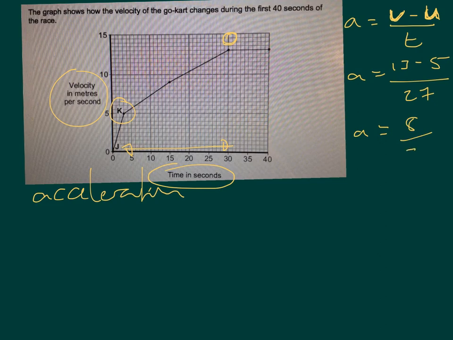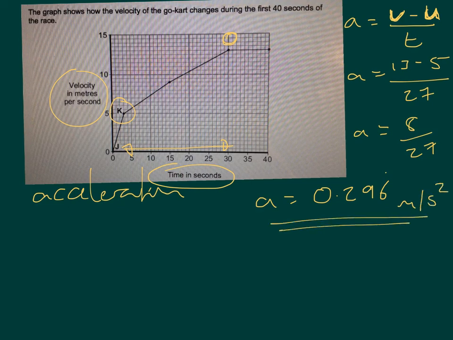Simplifying that down, 13 minus 5 equals 8, and 8 divided by 27 gives us quite a big number, but we always put it to 3 significant figures unless asked otherwise. 0.296. The next number was 2, so we leave this one as 6. And our units for acceleration is meters per second squared. Easy peasy.